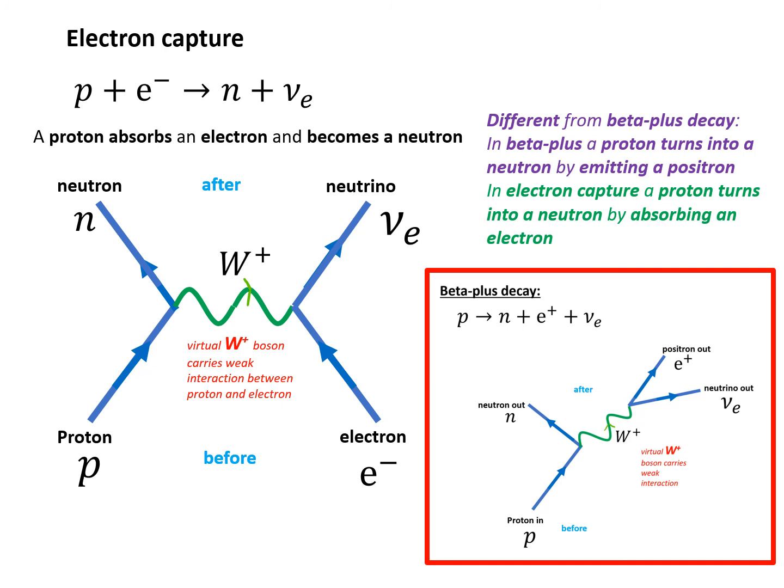Notice that electron capture and beta plus decay have totally different Feynman diagrams, even though they're very similar. So we've got the same 4 particles. We have a proton, a neutron, and either a positron and a neutrino, or an electron and a neutrino. But in the electron capture case, we have a proton and an electron before they interact. And in beta plus decay, we've got one particle, the proton. So remember, you have to draw the lines above or below the middle of the diagram, depending on whether they're things that were there before or after the interaction.